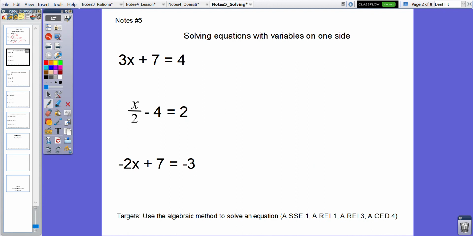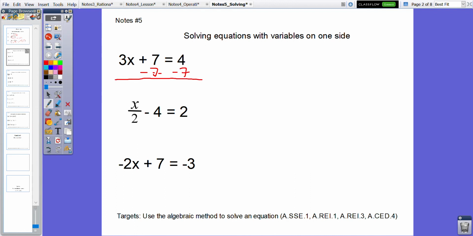First equation I want you guys to solve is 3x plus 7 equals 4. Okay? Now remember, we want to apply our properties here. I'm not going to have you write them out. These are equations with variables on one side. So for the first one, I'm going to go ahead and subtract 7 from both sides of the equation.